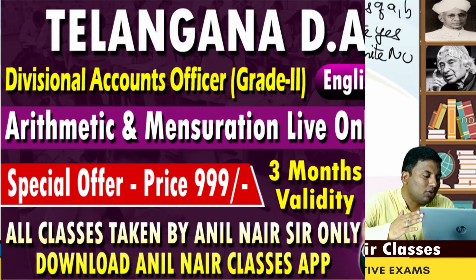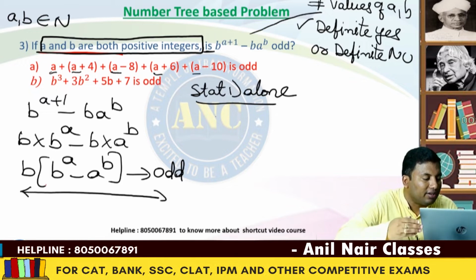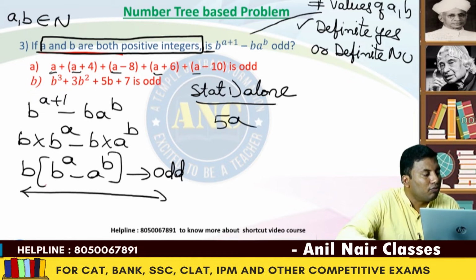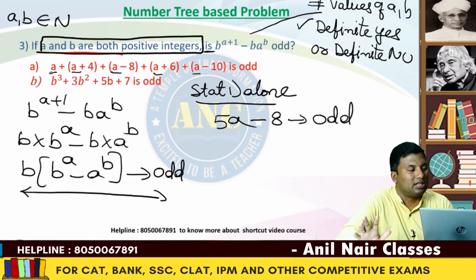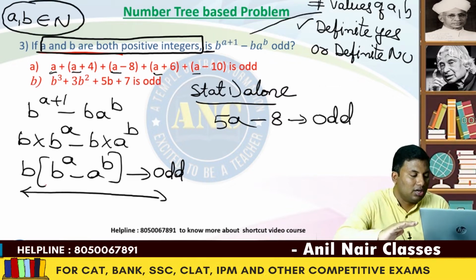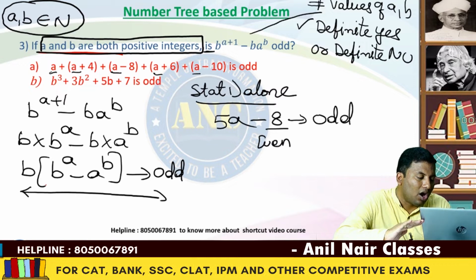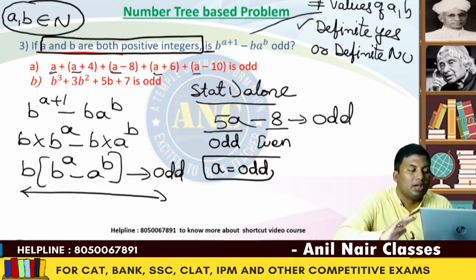Statement 1 alone. 5A minus 8 is an odd number. It is clearly mentioned that A and B are natural numbers. 8 is an even number. Odd minus even can only give me odd. 5 is an odd number, so A will be an odd number. A is an odd number.